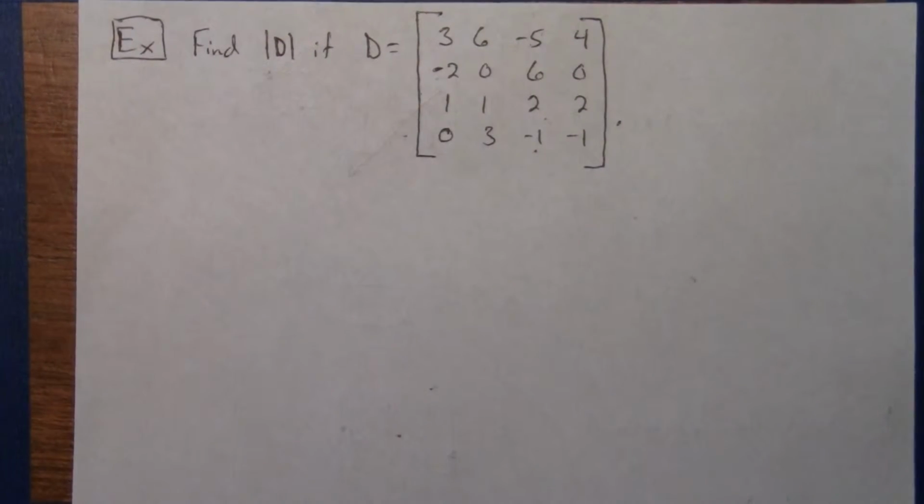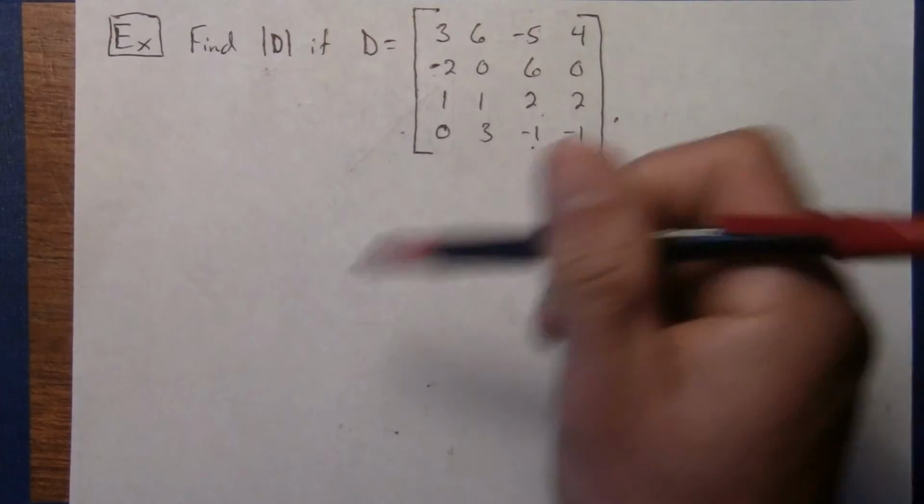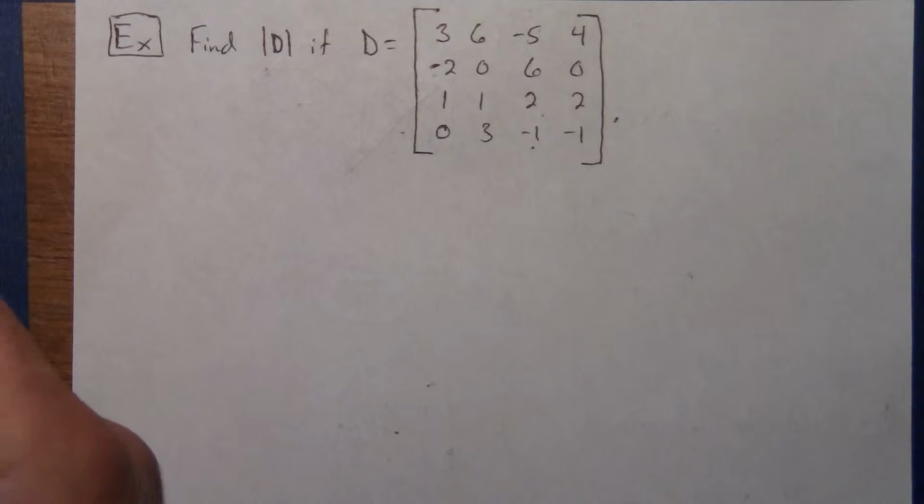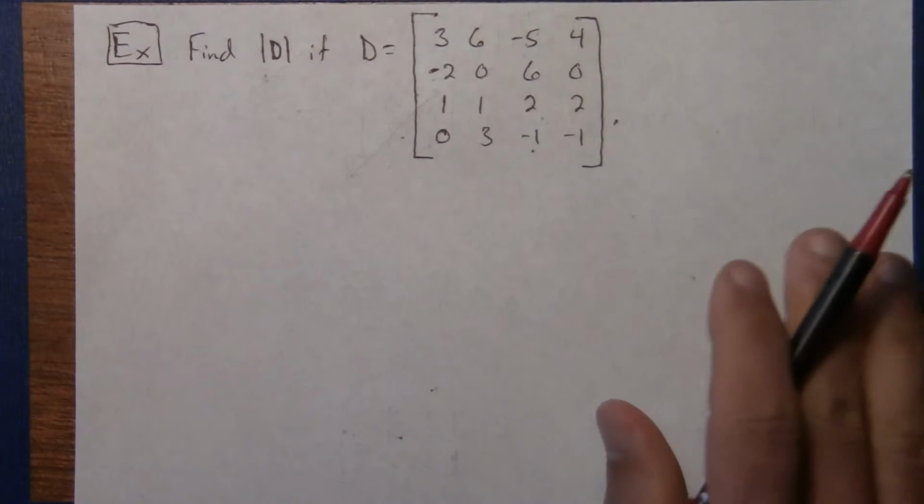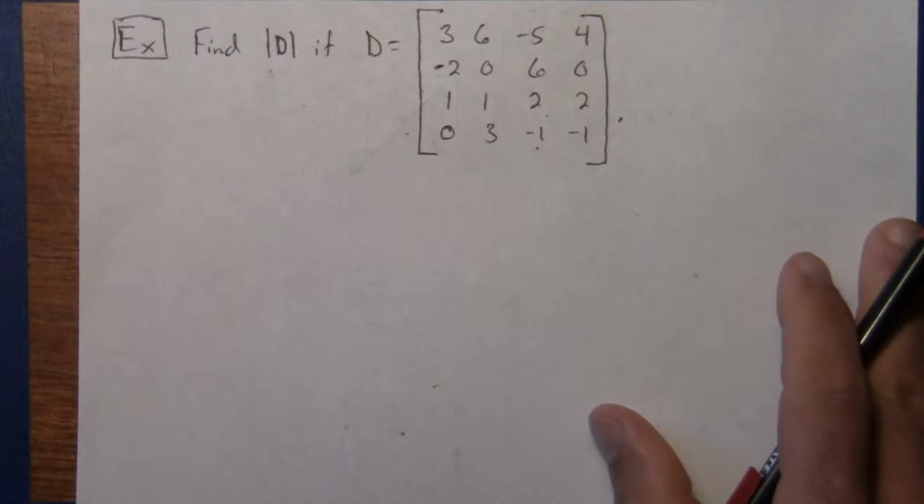Alright, let's go on to the next one then, which is a 4 by 4. So like I said, I can't just do the arrow thing for this. It won't end up working unless it's a 3 by 3. So what I need to do is I need to do the expand by cofactor thing. So to make this problem easier for yourself, find the row or column that has the most zeros.